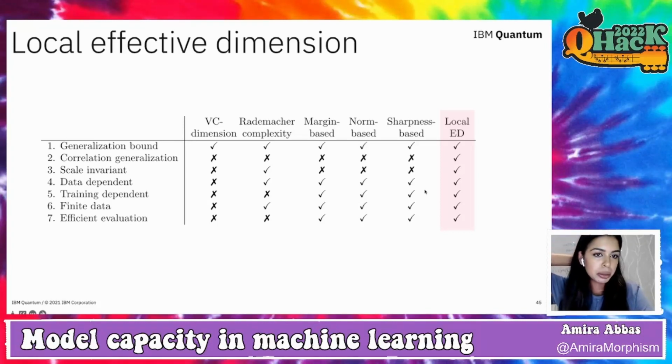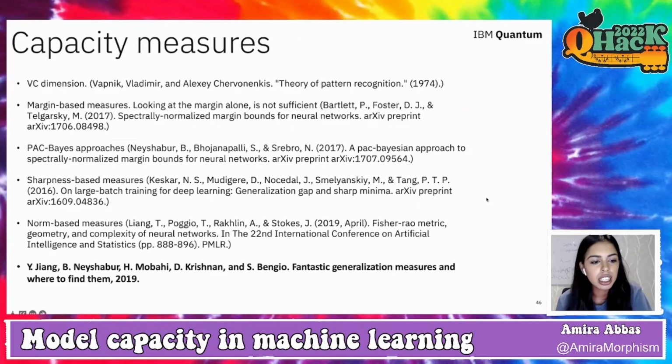Okay, so now finally this brings me to the thing that I want to tell you about: the effective dimension, the local effective dimension. I just listed here the properties that I took you through, and some popular capacity measures. And lastly, this idea of a local effective dimension, which I'm going to show you now, ticks all these boxes. And by the way, if you're interested in this stuff, I can point you to some resources about capacity measures.